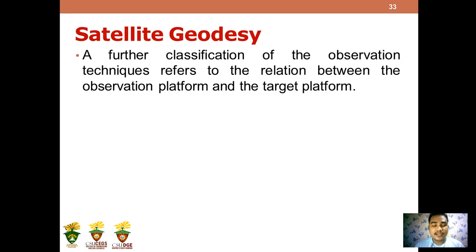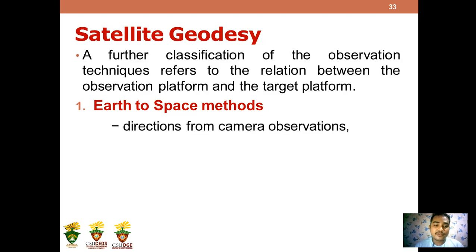The observation platform transmits the data to the target platform, which is the points. For example, the satellite is the observation platform, and the GNSS receivers are the target platform, so they can get the location at that specific position. There are other methods in satellite geodesy, called the earth to space methods.